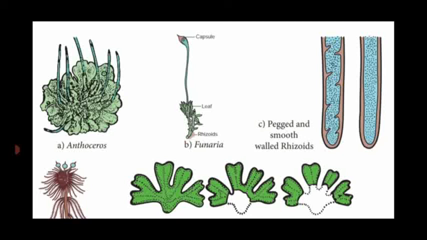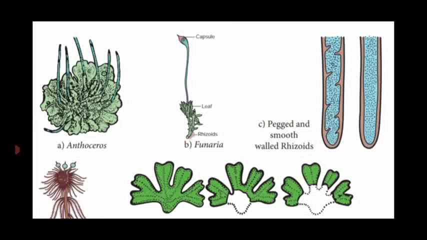Next one, Funaria. It is the advanced type of bryophytes. The division is mosses. The Anthoceros is known as hornworts. That's why they are known as hornworts. Funaria are known as mosses. They are showing the leaf-like, stem-like appearance. See at the base, a leaf-like arrangement is located. A slender stalk-like portion is called the stem-like appearance.